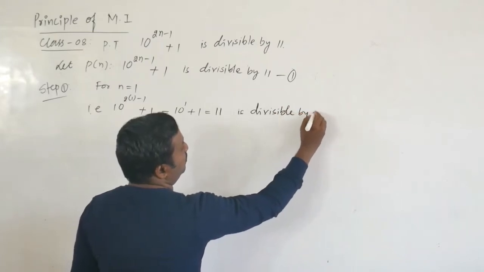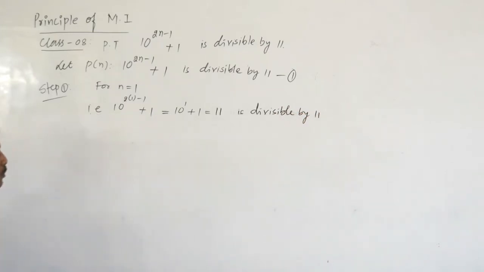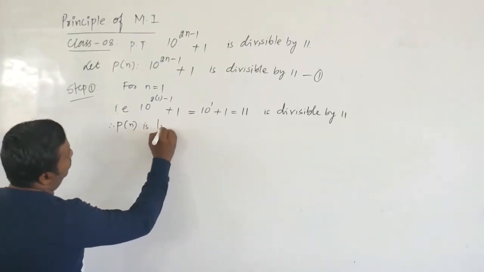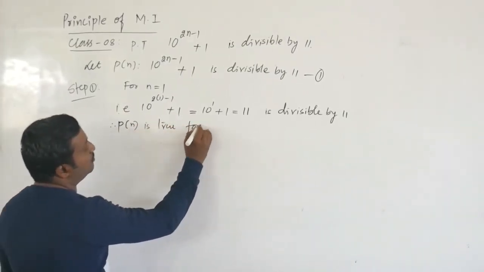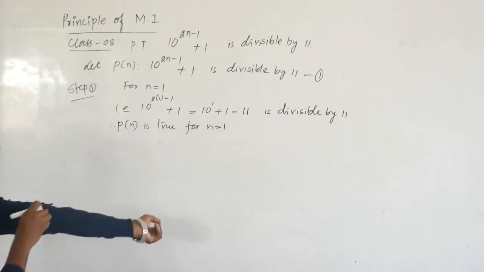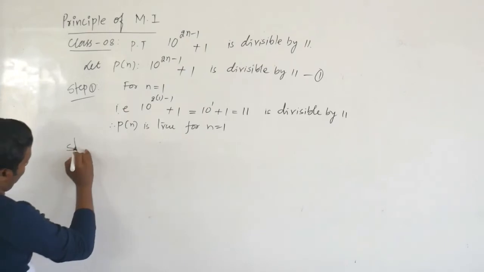Everybody knows 11 is divisible by 11. So true, therefore P of n is true for n equal to 1. P of n is true for n equal to 1. So step 2.